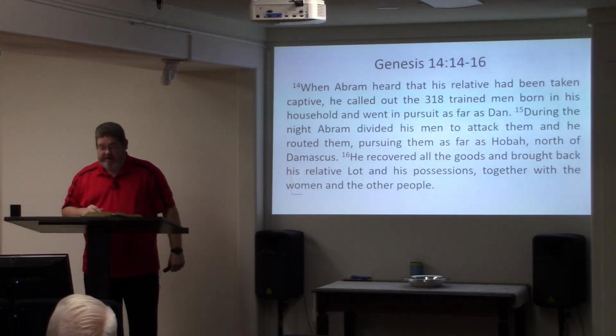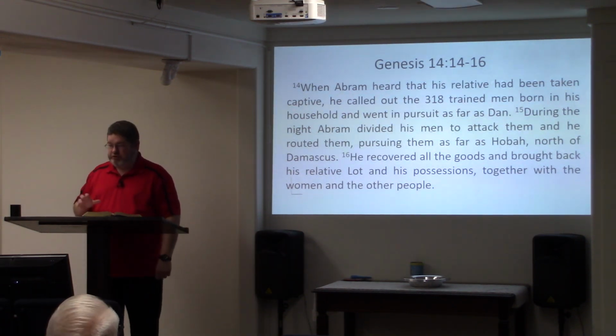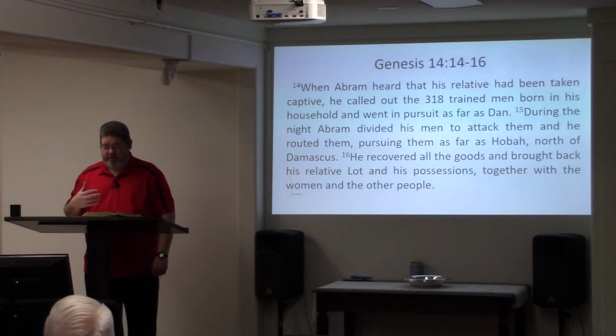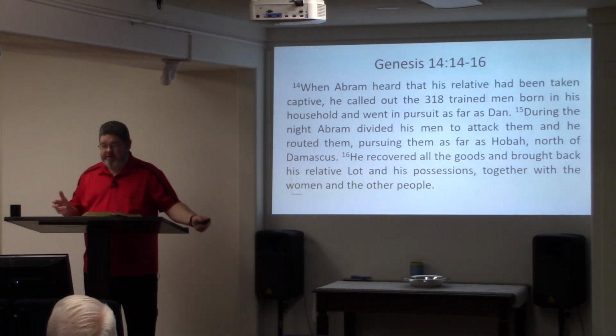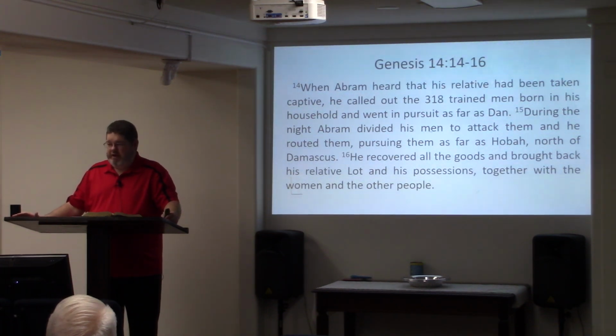But in any event, Abram is able to rout the opponents, to pursue them away, and then recover all the goods and the people, and brings back his relative Lot and his possessions together with the women and the other people. So we have a situation here where Abraham has not been attacked. Abraham has not suffered any loss. And in fact, the people by and large that were taken captive were the kind of people that probably deserved it, because this is Sodom and Gomorrah after all.